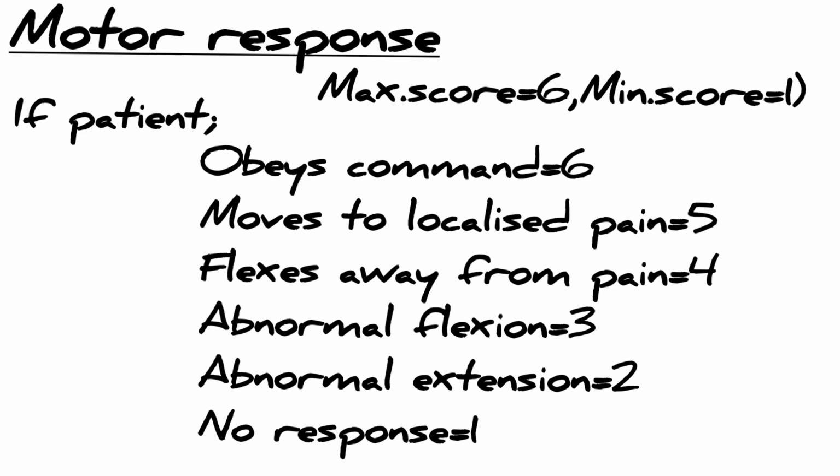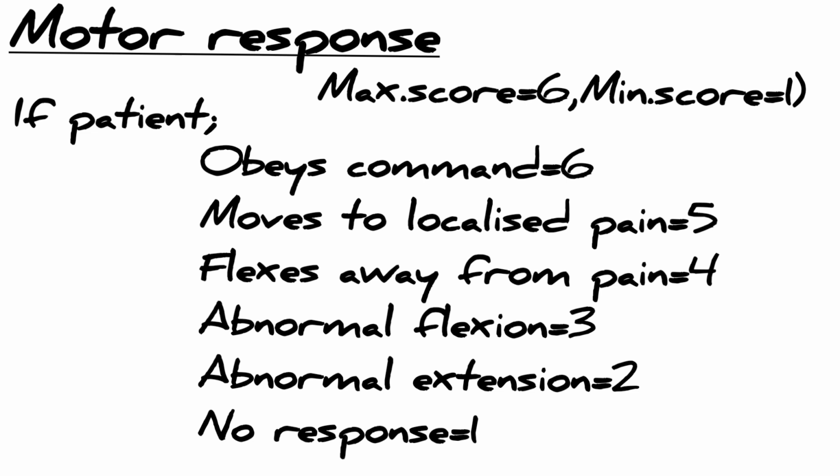Then we give a score of 4 in case they flex to withdraw from pain. For example, you inflict pain on them, they flex maybe their hand away from pain, we shall give them a total score of 4. Then we give a total score of 3 in case there is abnormal flexion. So in this scenario, we expect them, in case you inflicted pain, to flex away from pain. Instead, they flex towards pain. So that's an abnormal flexion. We give them a total of 3.